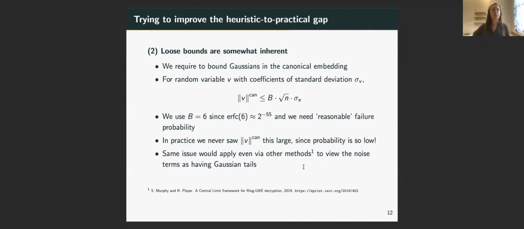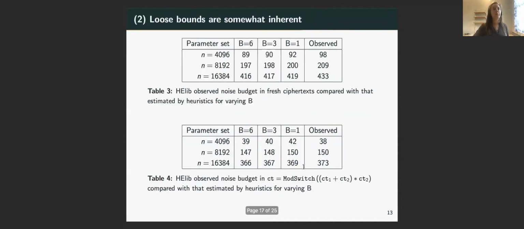And so we try tweaking that. Of course, an issue with this is that you can only tweak it so much because you still need a reasonable failure probability. But we did try to tweak that for the sake of the argument. And as you can see again here, on the left you have b equals 6, and then on the right you have perhaps more extreme b equals 1, which of course you wouldn't use in practice because that is too low. And you can see again that it does give us an improvement, but compared to what is observed, it's still not really good enough. It doesn't close the heuristic to practical gap.